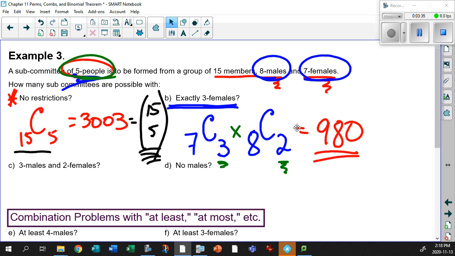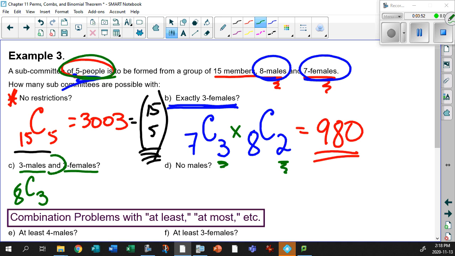Okay, let's keep on going now. Look at this question. This one says 3 males and 2 females make up the group. Well, they're pretty specific again. So think about this. Out of the males, you've got 8 to choose from. So I'm going to go 8, choose 3. There's the and again. You want 2 females. So out of the 7 females, you're going to choose 2. Okay? And if it's and, that thing's got to be multiplication again.